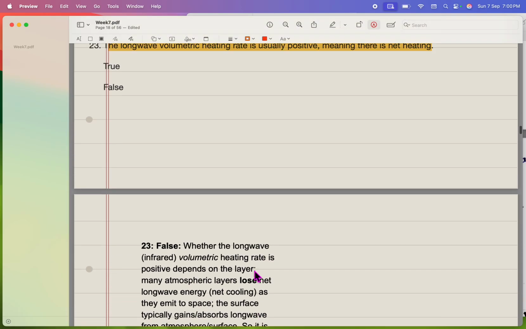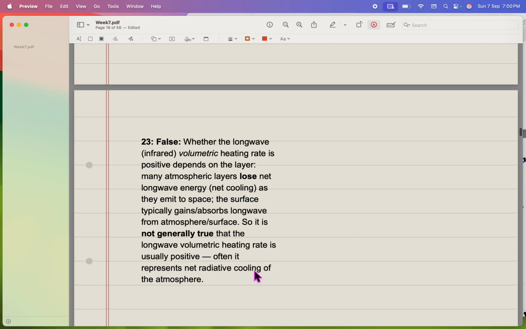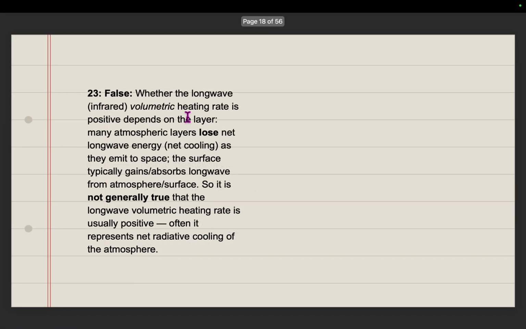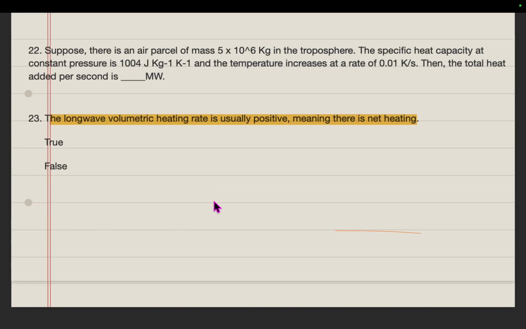This question has been given the answer false, because whether the longwave volumetric heating rate is positive or negative depends on the layer. Many atmospheric layers lose net longwave energy as they emit to space. The surface typically gains or absorbs longwave energy. So it is not generally true that the longwave volumetric heating rate is usually positive. Often it represents the net effective cooling of the atmosphere.